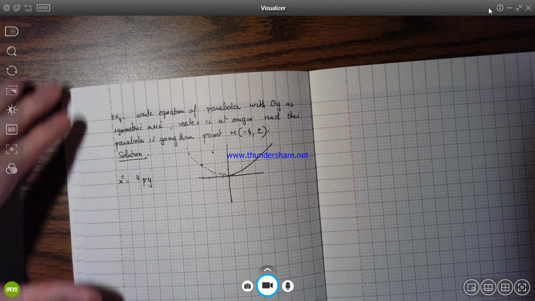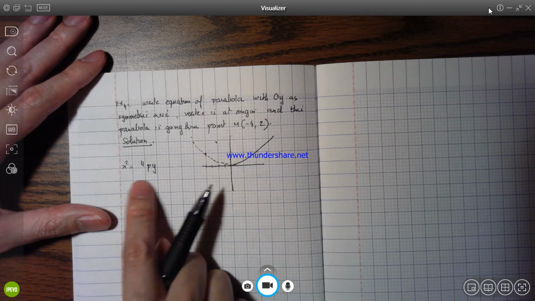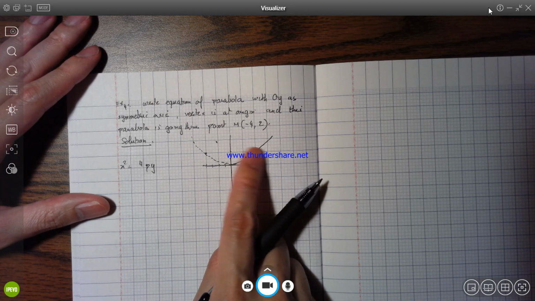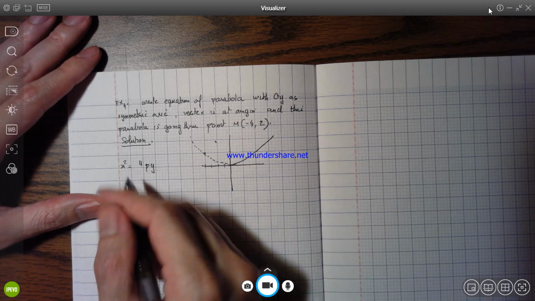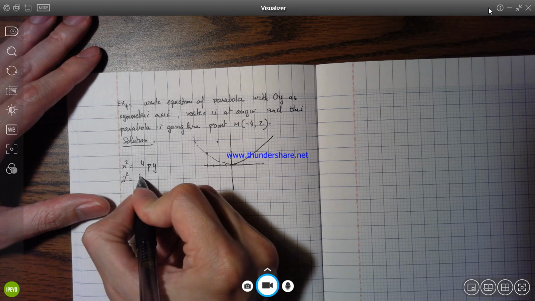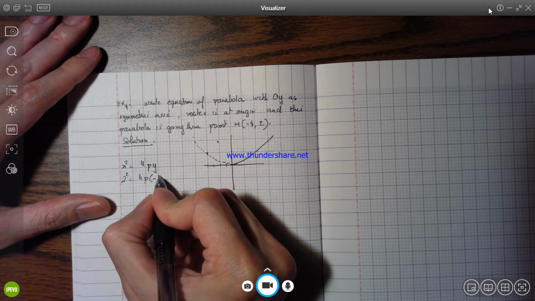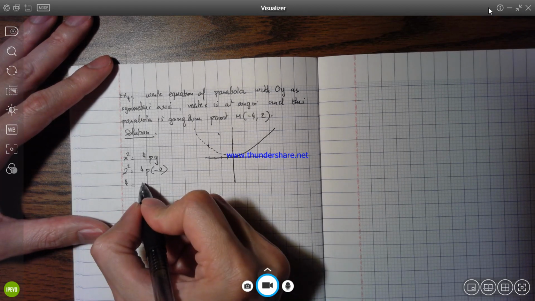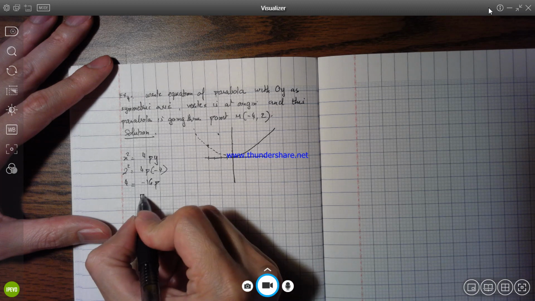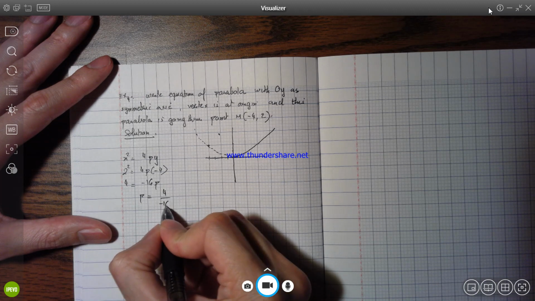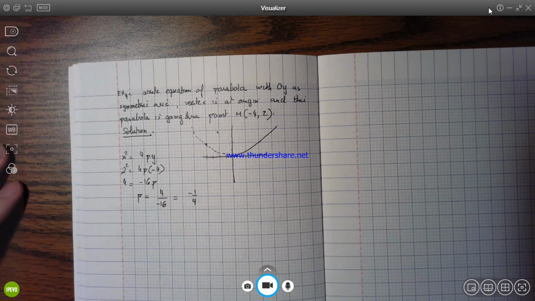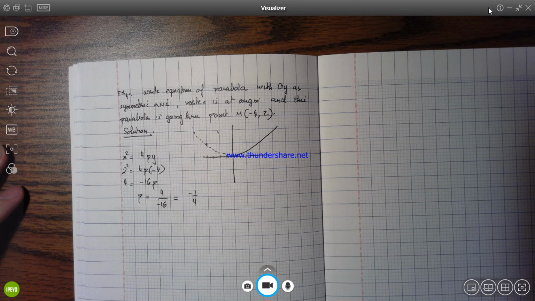We know the parabola goes through the point (-4, 2), so we just plug them in. So we get -16p... p equals 4 divided by -16, which gives you -1/4. So p equals -1/4.